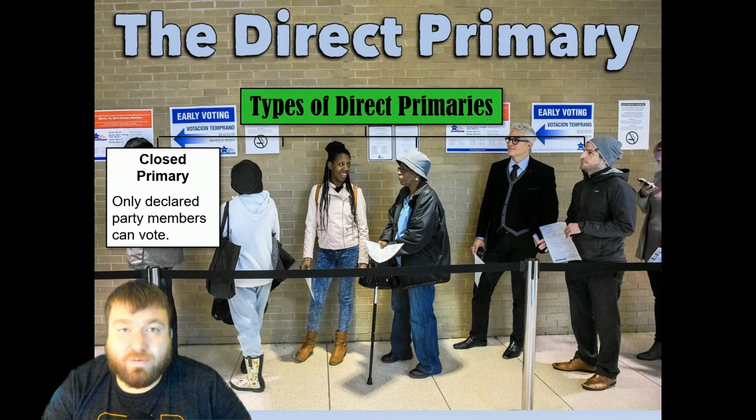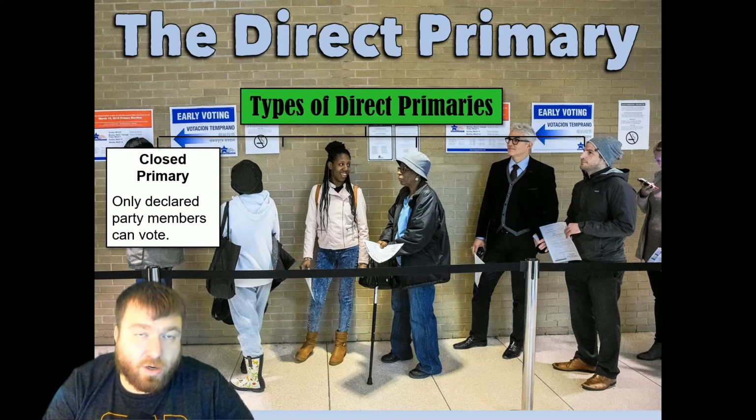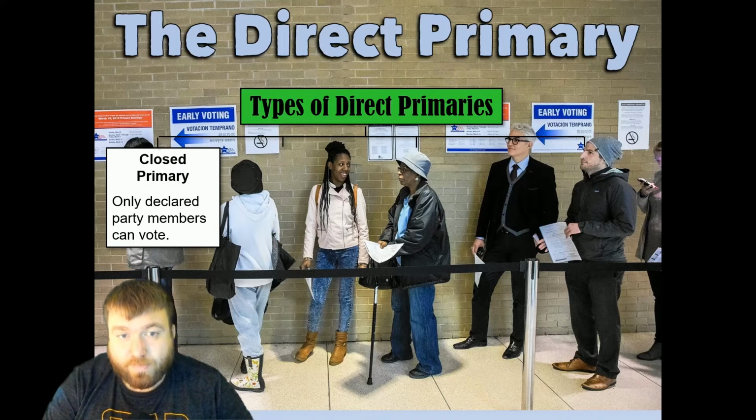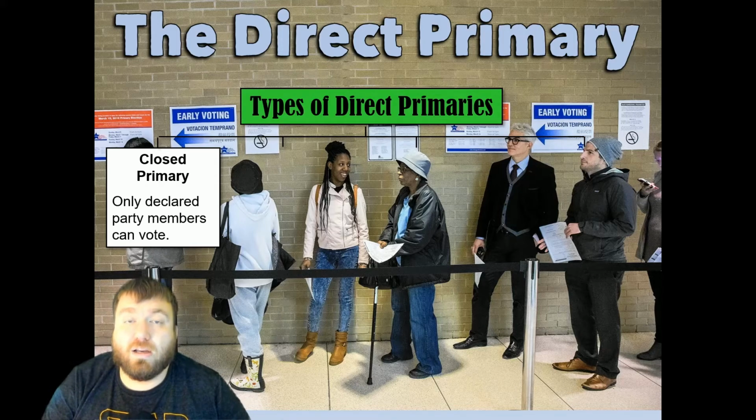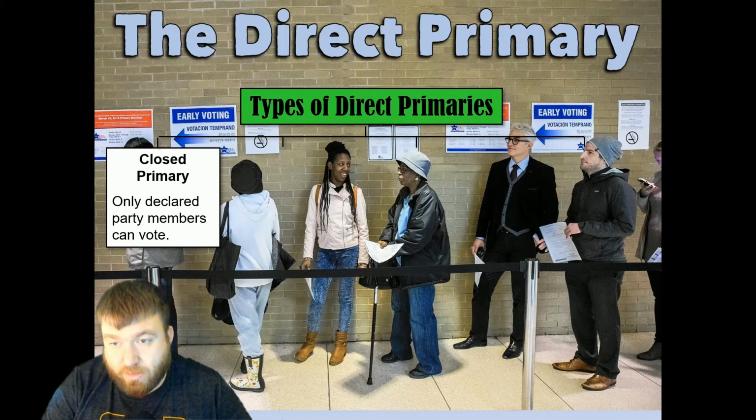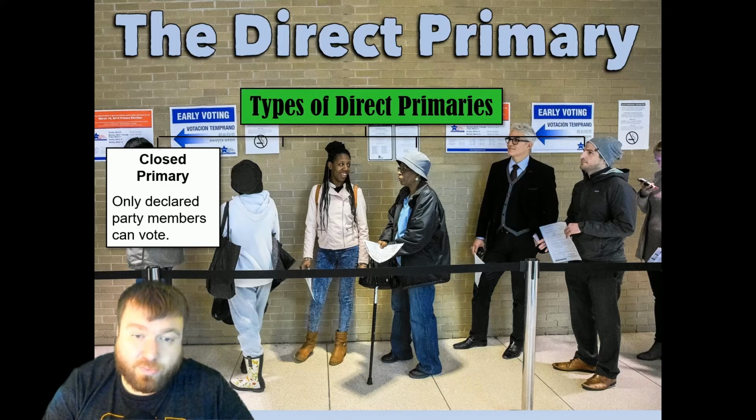Now, there are different types of direct primaries. There is the closed primary, in which only declared party members can vote. So if you are a person that declines to choose a political party, which is within your right to do, at that time you will be known as what's called an independent. And if your state has a closed primary, you don't get to vote in that primary election. Now, remember, we're just talking about primary. You still get to vote in the general election, where the final office holder is decided, the election we just had last week. But in the primary, if you are an independent voter, you don't get to vote.